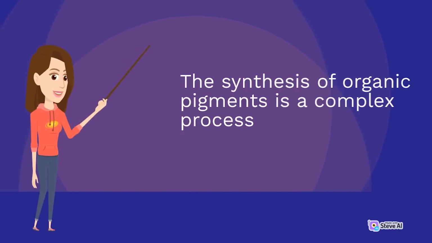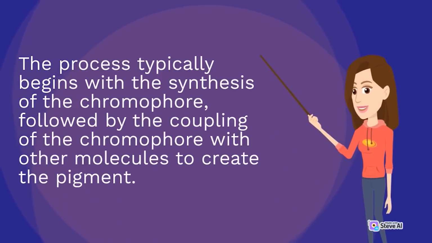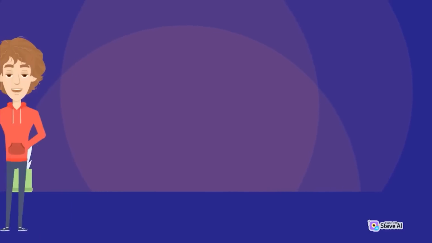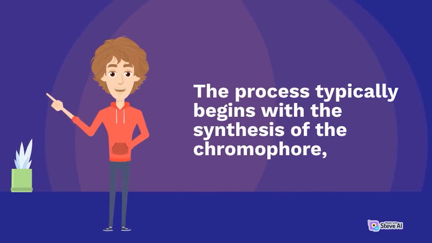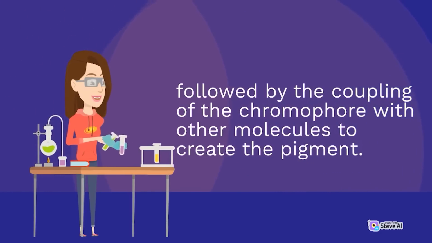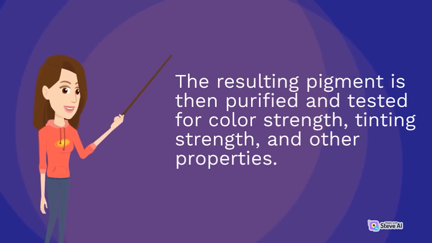The synthesis of organic pigments is a complex process that involves multiple chemical reactions and steps. The process typically begins with the synthesis of the chromophore, followed by the coupling of the chromophore with other molecules to create the pigment. The resulting pigment is then purified and tested for color strength, tinting strength, and other properties.